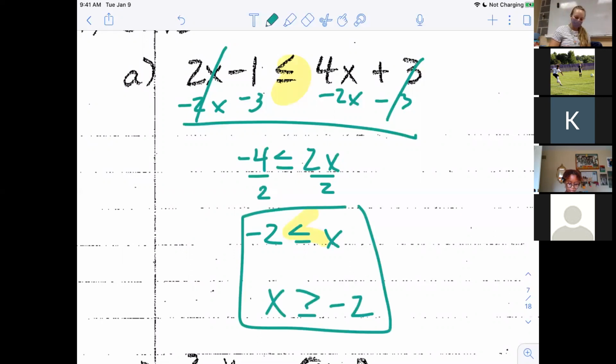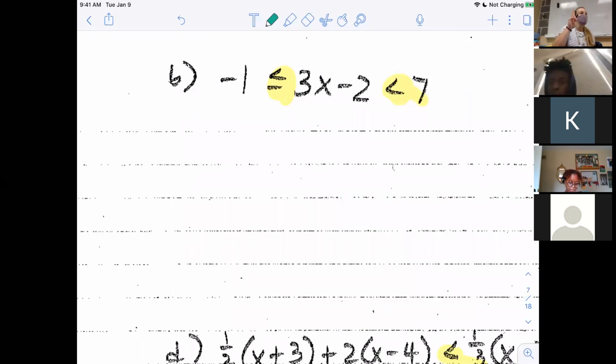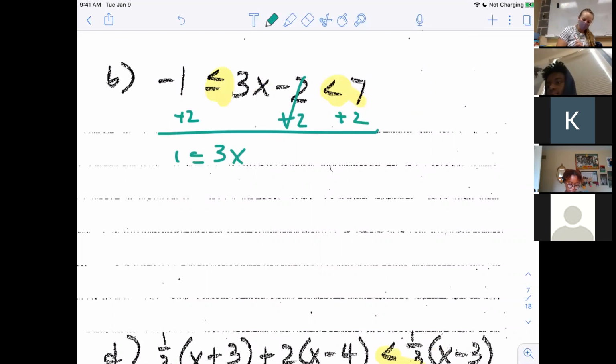Okay. All right. B. Ooh, I've got 2 inequalities. What do I do? You can do 2 things. You can either keep it all together and just go from all 3 parts, so I'll do that one first. You can do +2, but you have to do it to all 3 sections. So that gives you 1 is less than or equal to 3x, which is less than 9. And then we divide everything by 3. So that would give me 1/3 is less than or equal to x, which is less than 3.